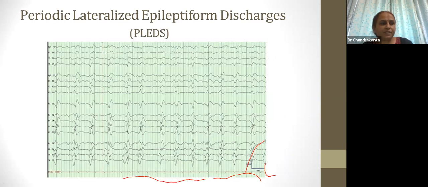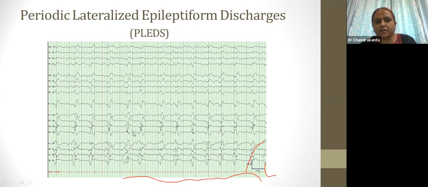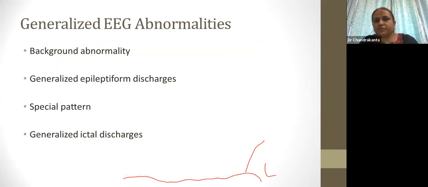Then there can be periodic lateralized discharges. You must have heard this name in herpes encephalitis, okay? So what is periodic? Periodic means that your spike wave or abnormality is coming at a regular interval. Okay? And what is lateralized? That it is lateralized to one side. So periodic lateralized epileptiform discharges, often we get in herpes encephalitis, but we can get in other conditions also. So these were the focal abnormalities.